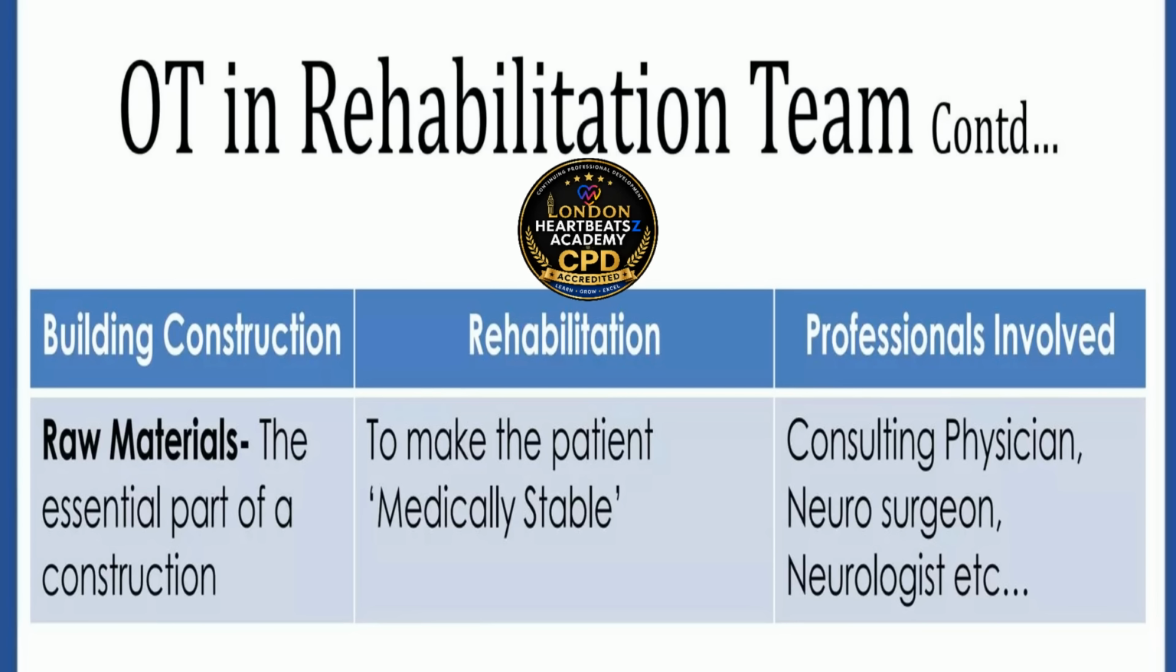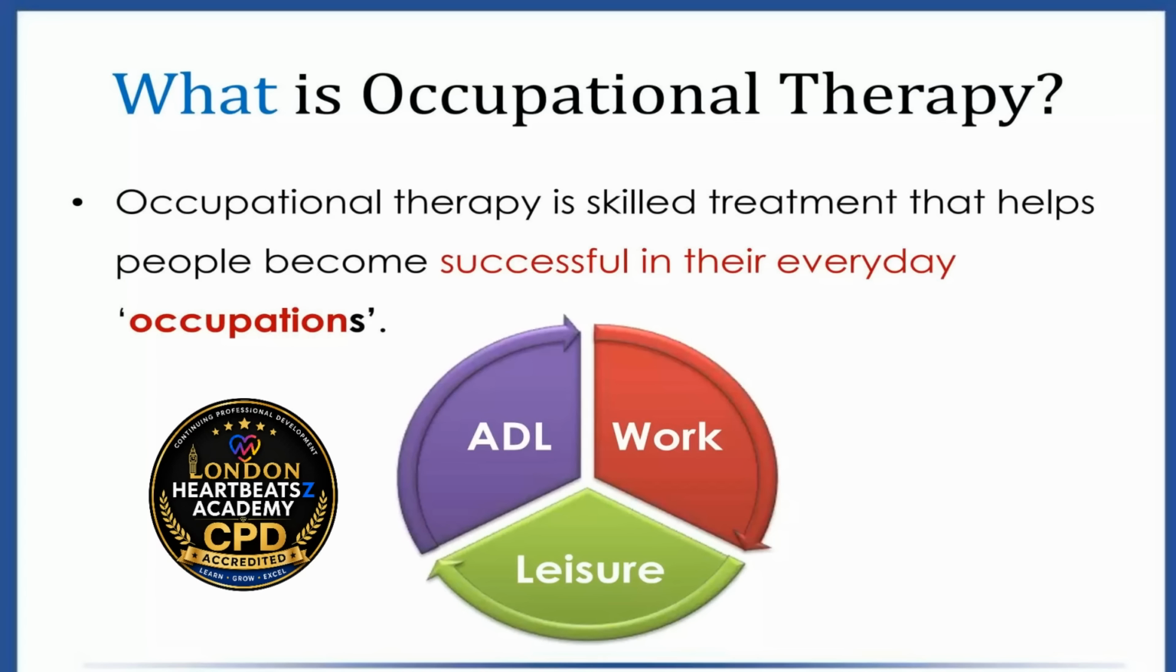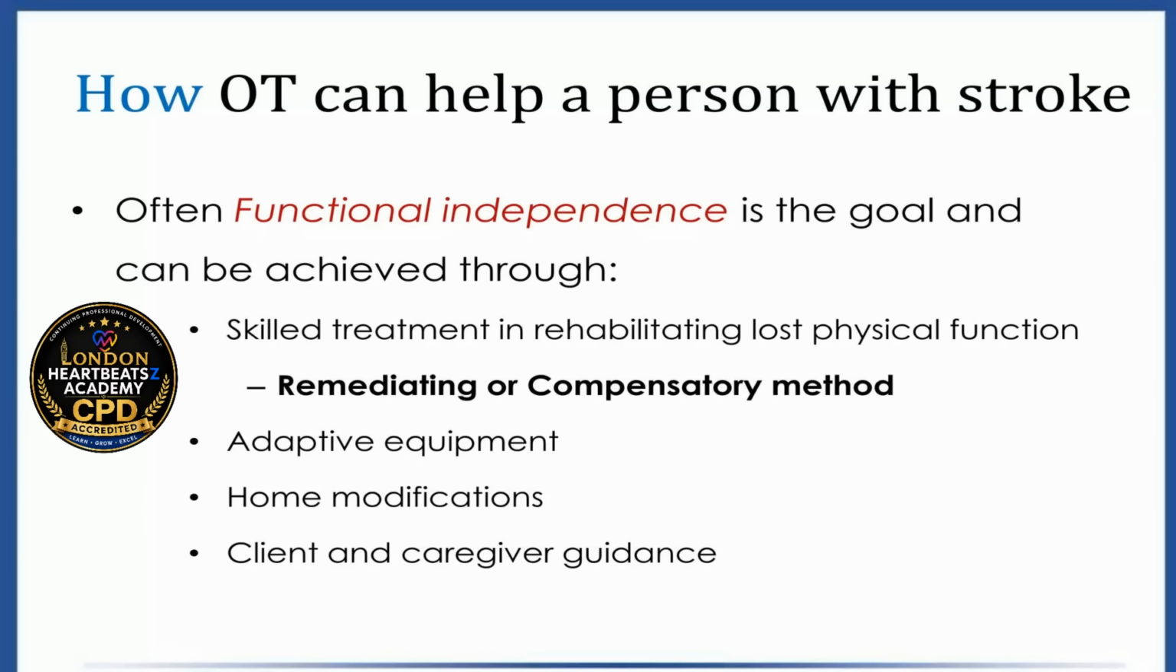Just as a building starts with raw materials, the initial phase of rehabilitation focuses on stabilizing the patient, involving neurologists, neurosurgeons, and physicians. Occupational therapy is skilled treatment that helps individuals return to success in their daily occupations, including activities of daily living, work, and leisure. The goal is functional independence. We achieve this through physical rehabilitation, adaptive equipment, home modifications, and guidance for both clients and caregivers.